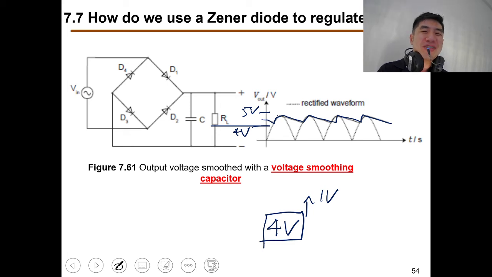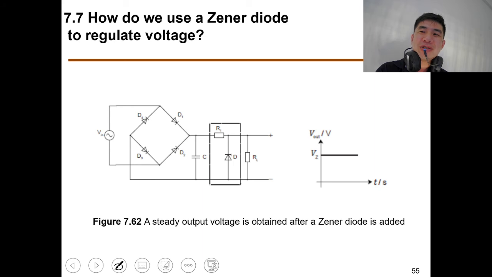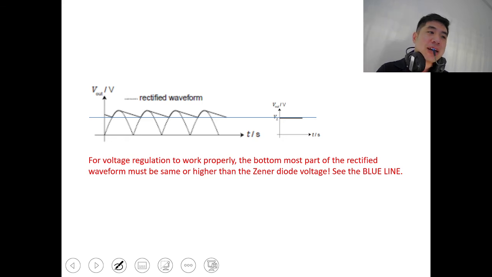Not so good for the device. So you still need to have one more thing. That's where you add the zener. Then it gives you a constant voltage already. This one works like that.